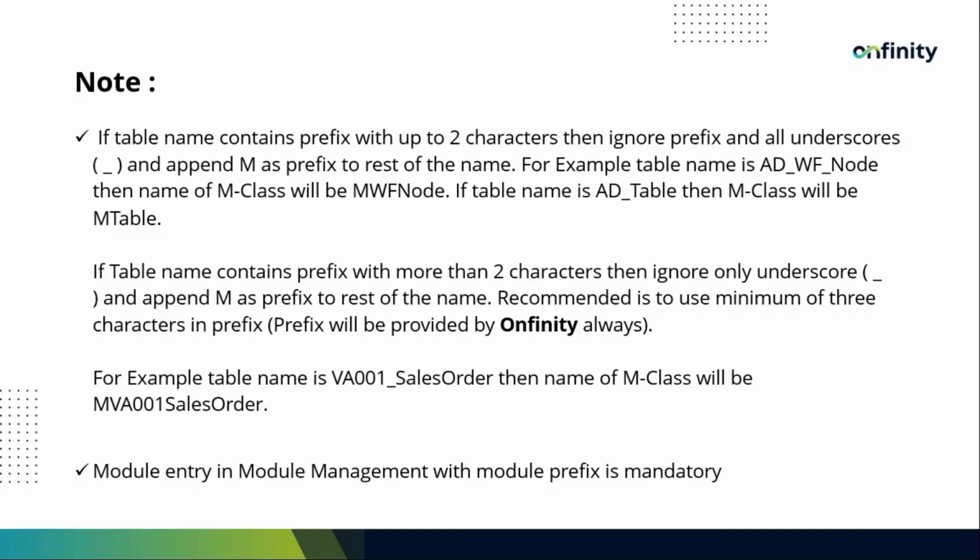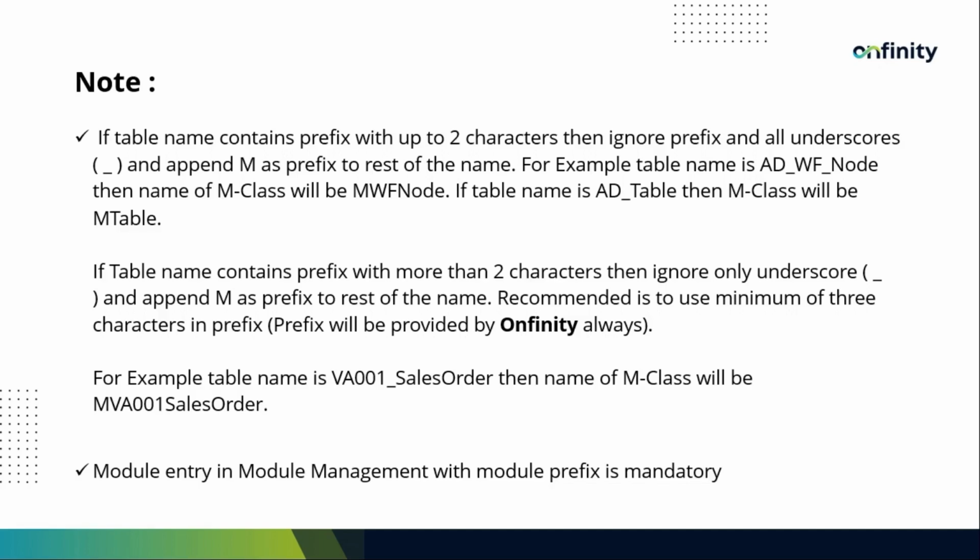Then in that case, the name of an M class should be M, and the rest of the underscores should be removed from the table name, and remove the characters before the underscore. For example, in this case, the table name is AD_WF_node. Then the name of the M class will be MWFNode. In this case, AD underscore is removed from the beginning, and the underscore is removed from the table name as well. So the name of the M class is MWFNode.